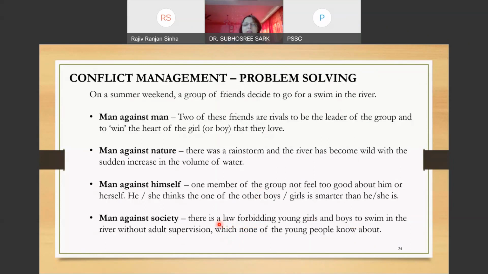Society says you are not supposed to smoke. You are not supposed to use any intoxicating material. You are not supposed to do this, you're not supposed to do that. And what do these adolescents say? They will try to break the rules, is it not? So you will have to teach the students.